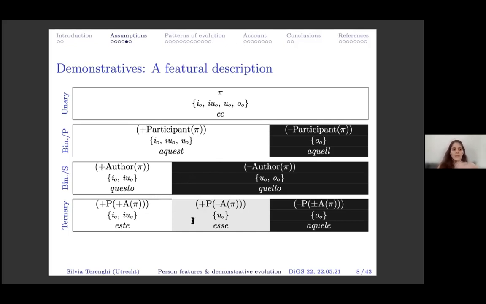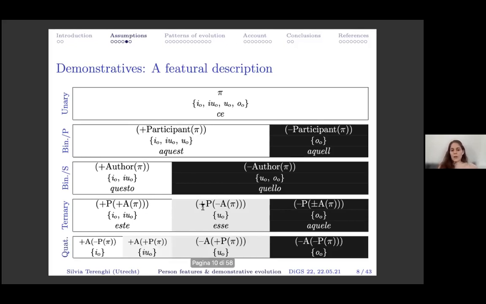And finally, in Romance languages, we see an additional type of system, the one that I mentioned for Portuguese, where we have a tripartition, so a ternary organization of the demonstrative system, in which plus minus author composes with pi first, and then the result of this composition is the argument of the next functional application, which is by plus minus participant.